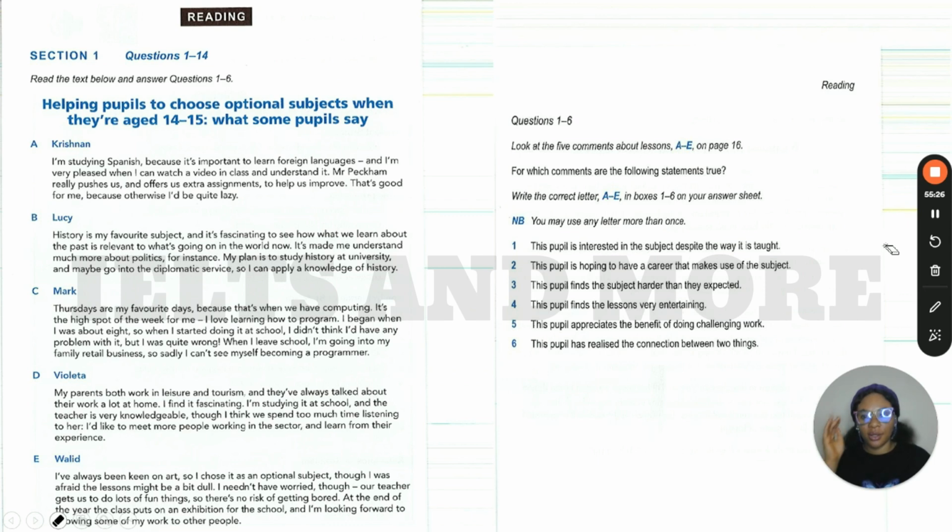Okay, so this is another question under this. It's the same type of question. It's also matching information to paragraph. But this time, you have a list of students. From the heading, it says, helping pupils to choose optional subjects when they are aged 14 to 15. What some pupils say. You have 5 pupils, Krishnan, Lucy, Mark, Violetta, and Walid. And then you have 6 sentences or pieces of information, and you have to match them to which people said what. So just remember the steps and go ahead and attempt it.